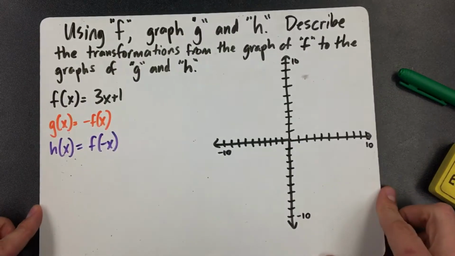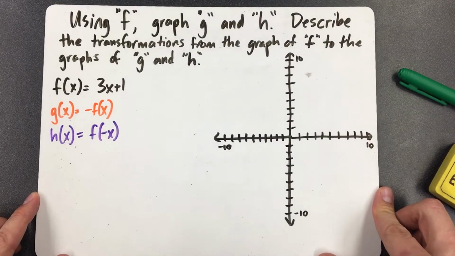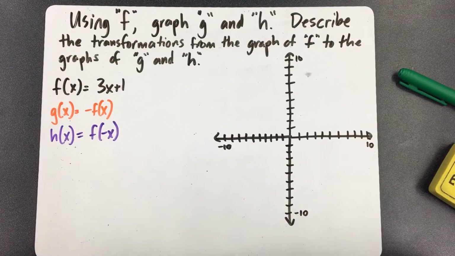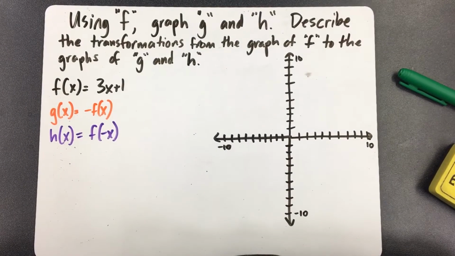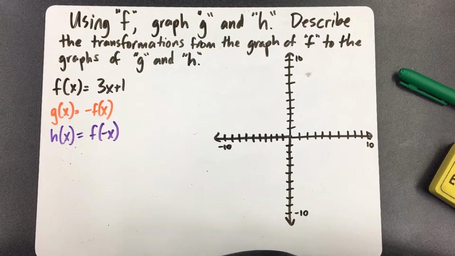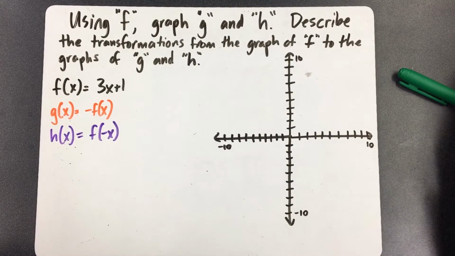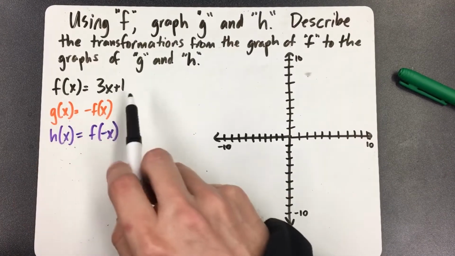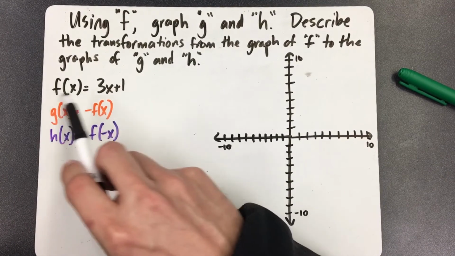So this could be a real question, right? You might have to do this on the computer or graph it on your own. Using the letter F, graph G and H. Describe the transformations from the graph of F to the graphs of G and H. Okay, so they're giving us like a quote-unquote normal one. That's the letter F right here. This is our normal one. This is our baseline. This is just our regular one.